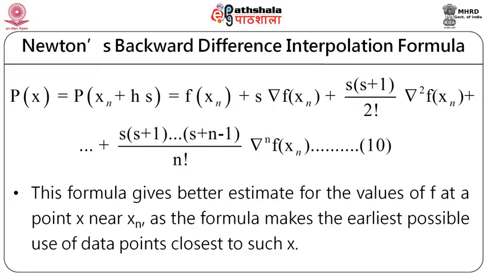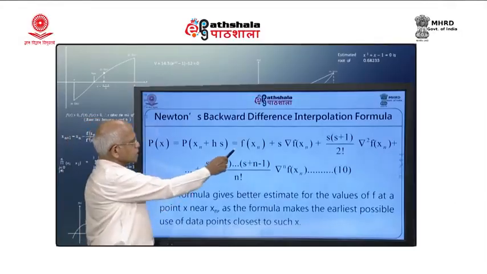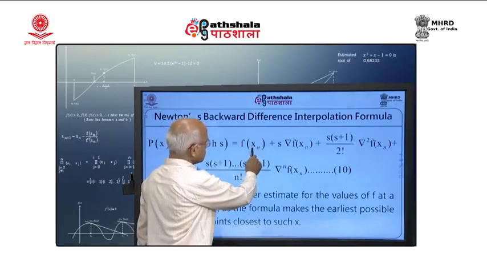This formula gives better estimate. Again, we believe that this formula gives better estimate for the values of f at the point x nearer to x n, as the formula makes the earliest possible use of data points closest to x, because here you are using x n and quite closely here.